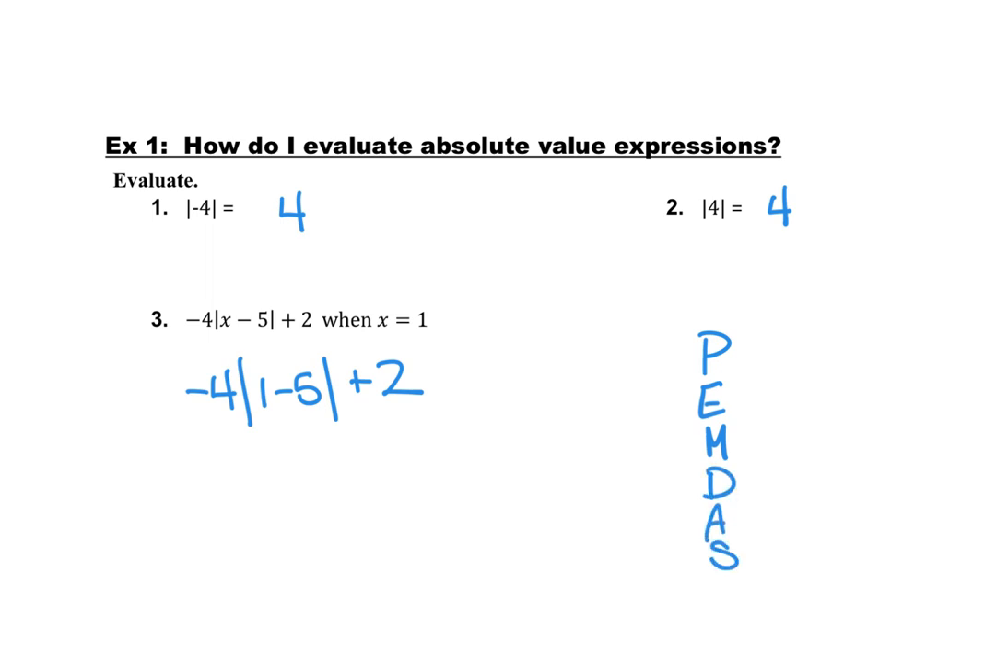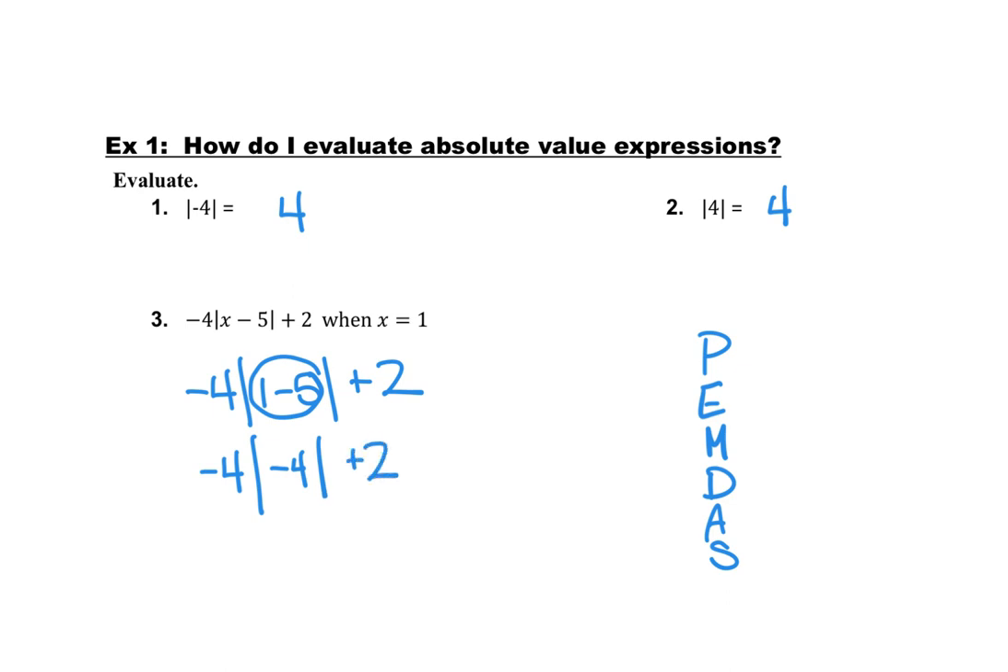We do not have any parentheses. However, inside of the absolute value symbol, that acts as parentheses, so you have to start by simplifying that. So I'm going to take my 1 minus 5, and I'll have -4 times the absolute value of -4, plus 2.